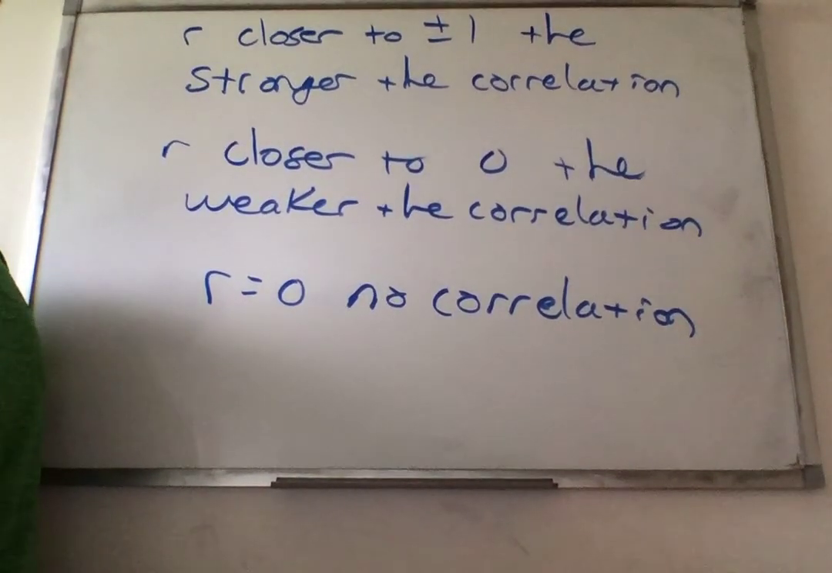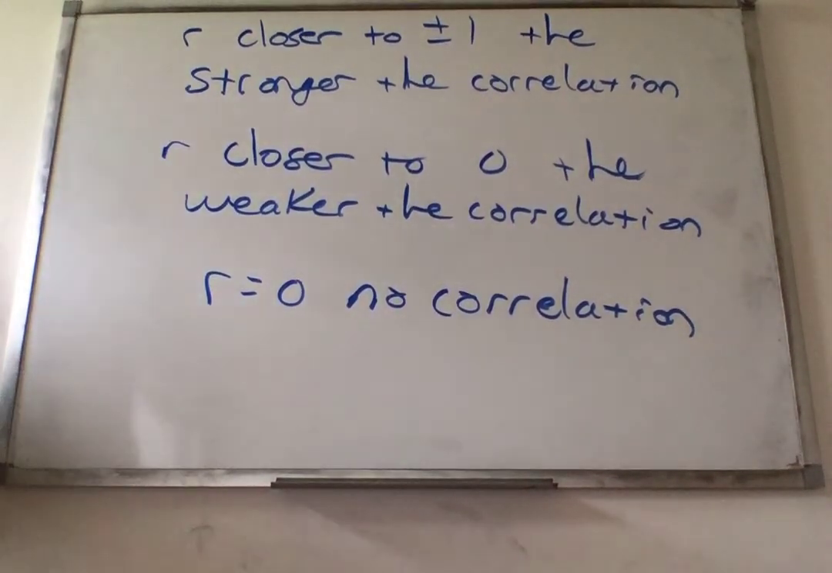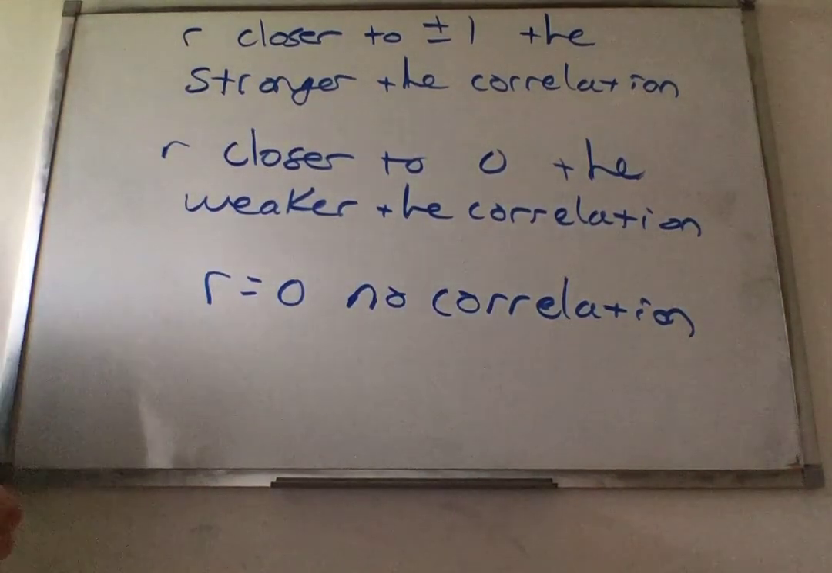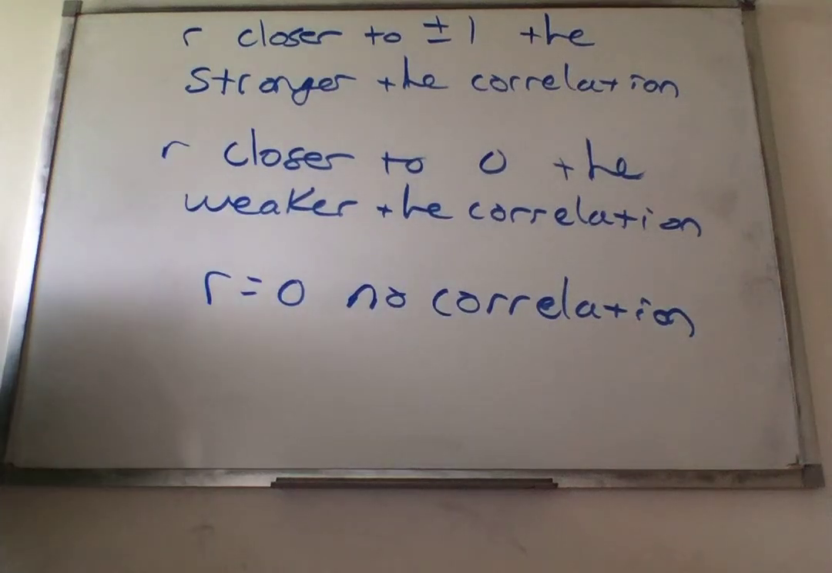And what we're going to do is ask ourselves what value of R constitutes a strong correlation and what value of R constitutes a weak correlation. So that's what we're about to talk about in the next section for hypothesis testing.